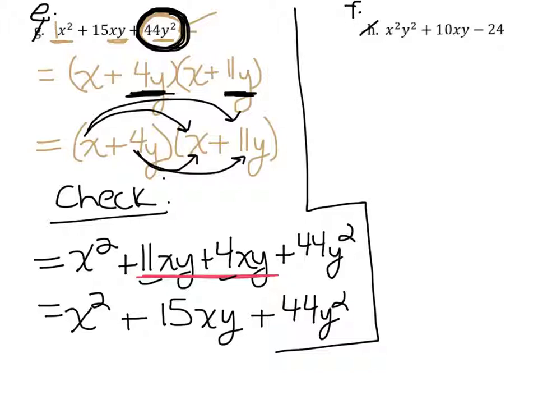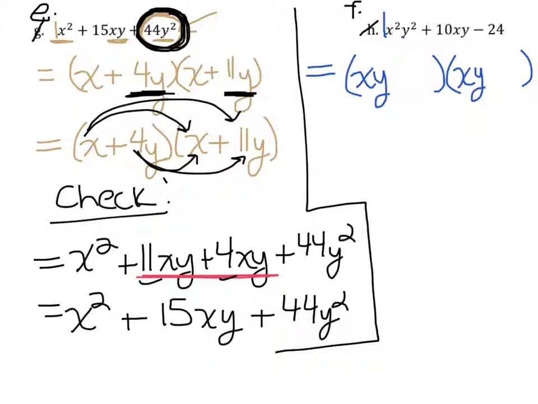This time I have x squared y squared plus 10xy minus 24. Notice that both of your variables that are squared are in your first spots. Notice that there is still a 1 in front of your leading term, so I'm going to start very similarly, but this time I can't put just an x in these first spots, because it's x squared times y squared. I have to have an x times a y. And remember, you don't have to put the multiplication symbol between the x and y. Just write them next to each other because it's understood.